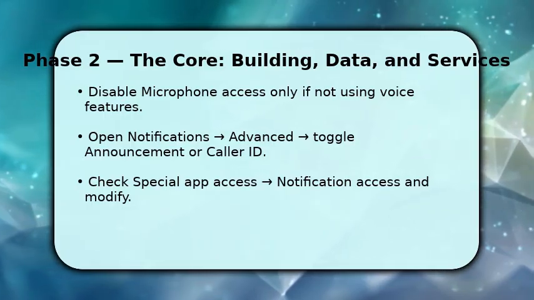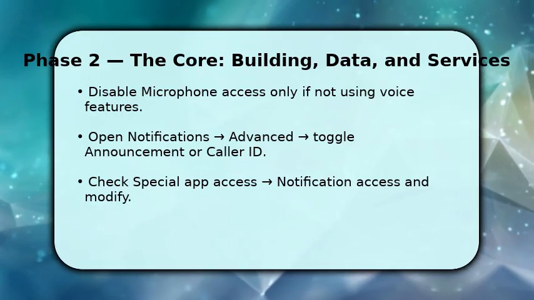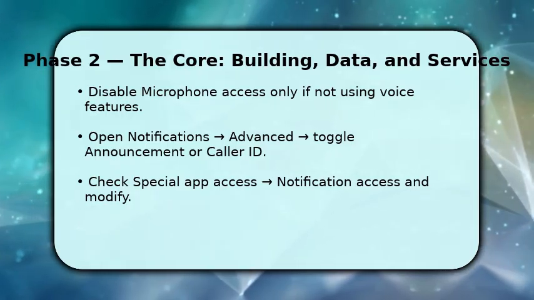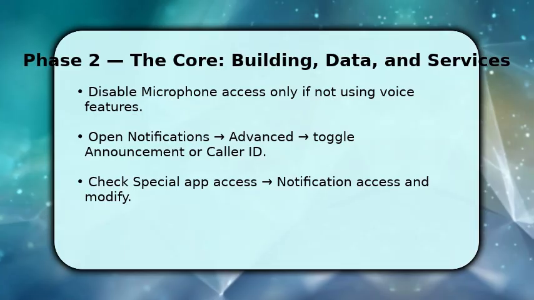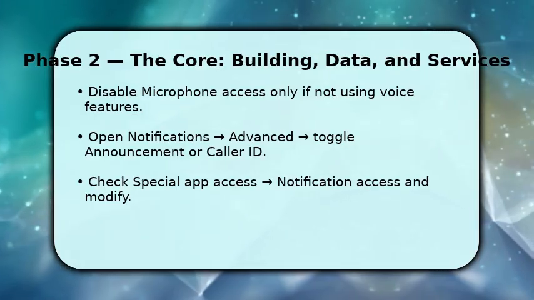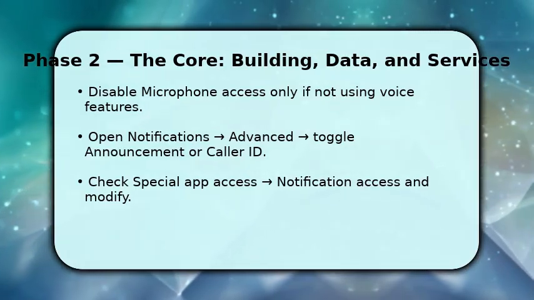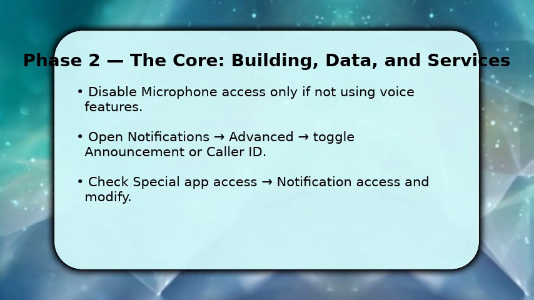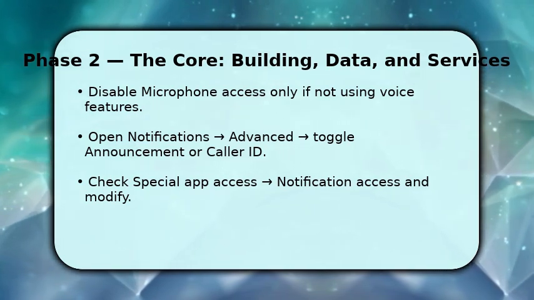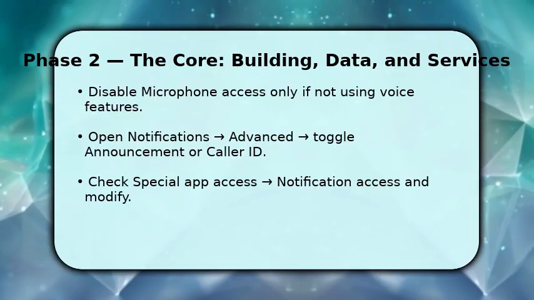Next, tap Notifications, then Advanced. Find Announcement, Caller ID, or Live Transcription and toggle it off. Make sure to check special app access like notification access or display over other apps, because persistent announcement services may be granted there. So revoke any unnecessary.